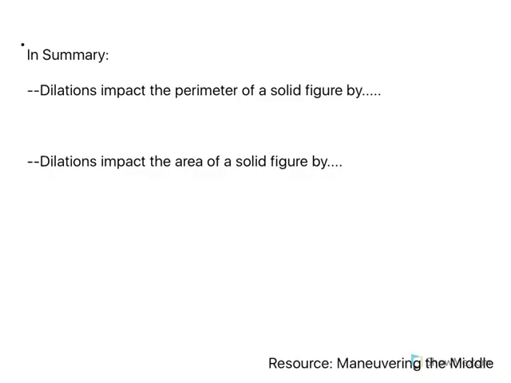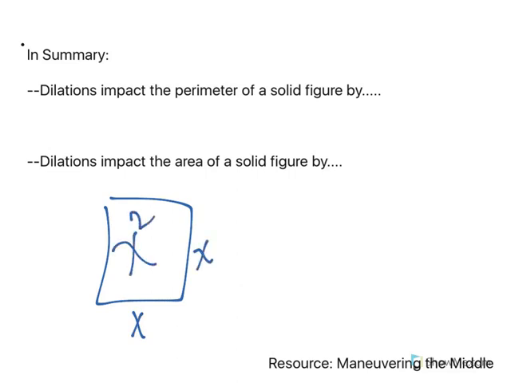So in summary, dilations impact the perimeter of a figure because you are multiplying the perimeter by the scale factor. But if you are doing area, you are multiplying by that scale factor squared. And that's mostly because the area of a square is x times x, which is x squared. Okay, but again, just draw out your shapes. That's going to help y'all the most.